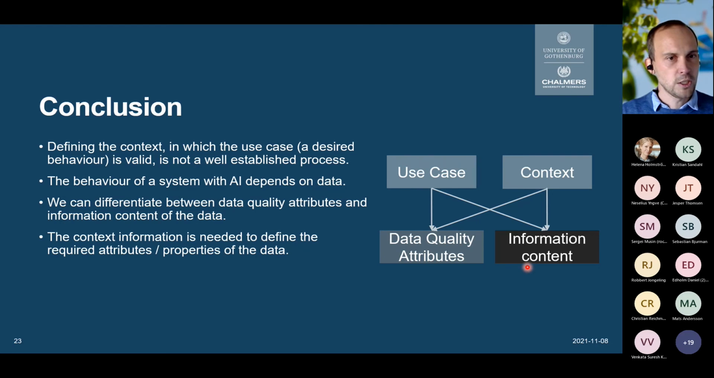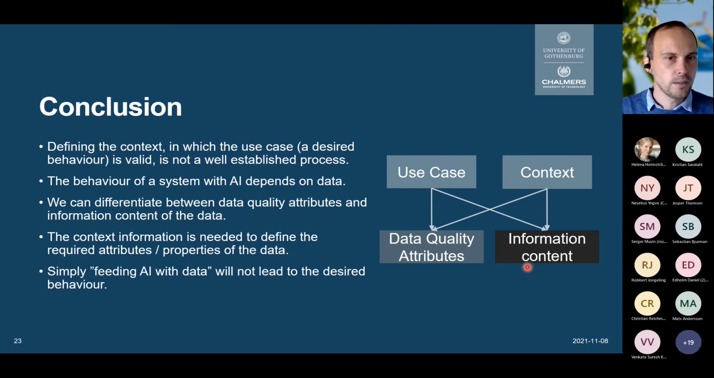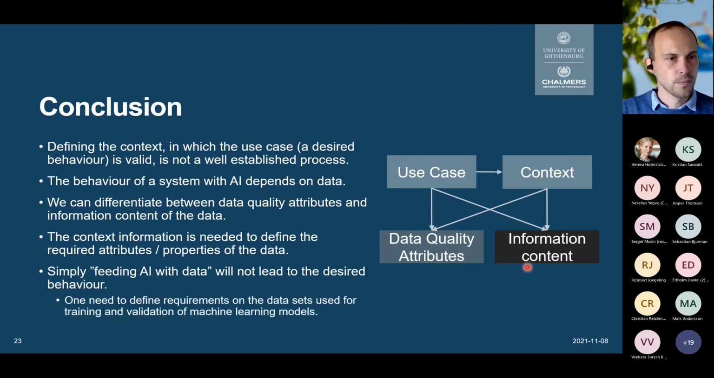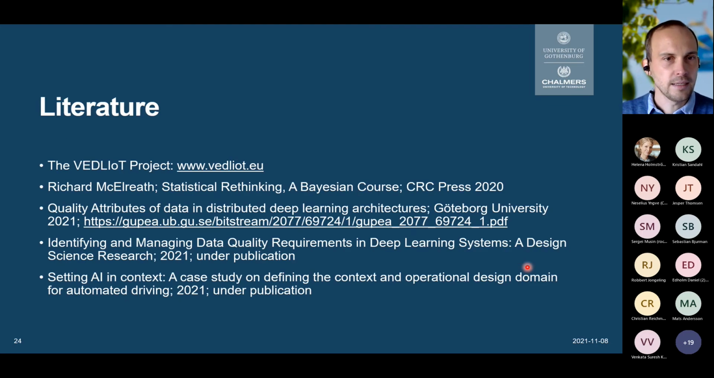The context information is needed to define the required attributes and properties of the data. Simply feeding AI with data will not lead to the desired behavior. One needs to define requirements on the datasets used for training and validation of machine learning models. And here is a list of additional literature that you can use to get more of the results of our two studies that we already performed.